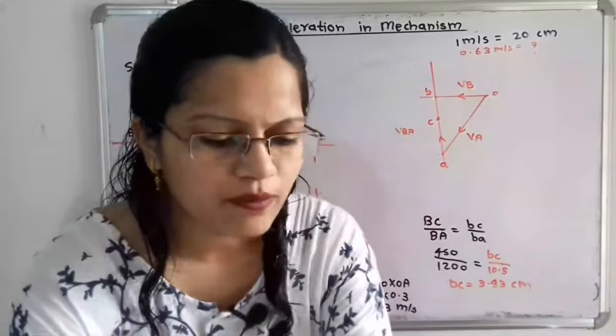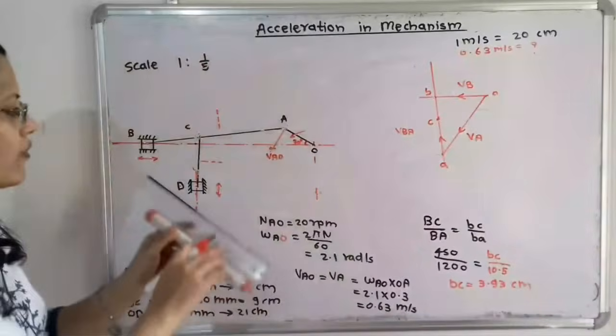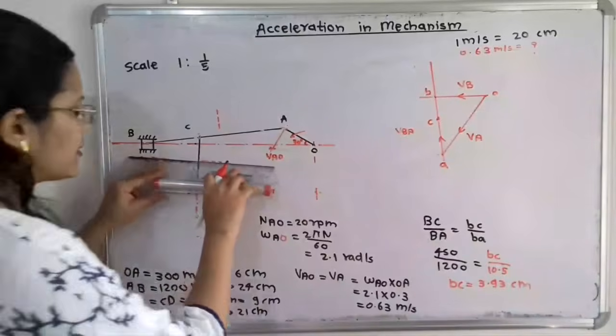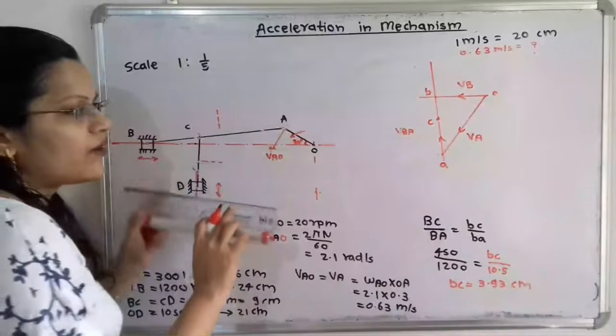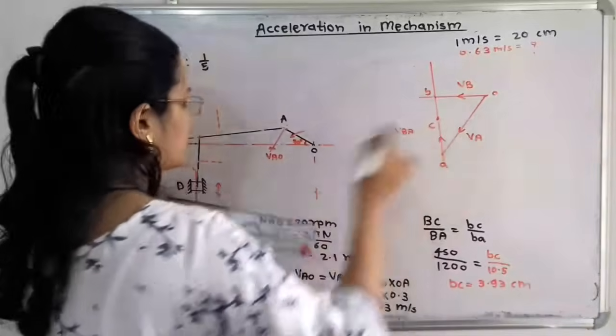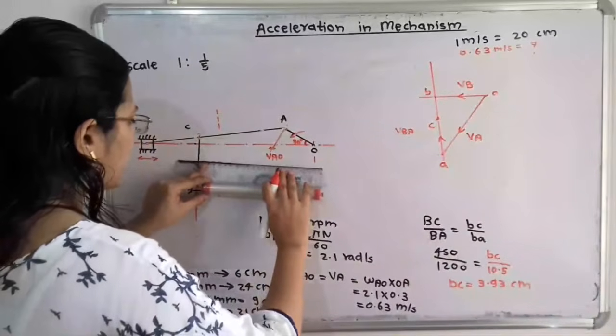Now from this point C I have to draw one line parallel to this construction line. So I will take here one construction line. Now I don't know the exact direction for this point C, so on both sides I will draw this line.